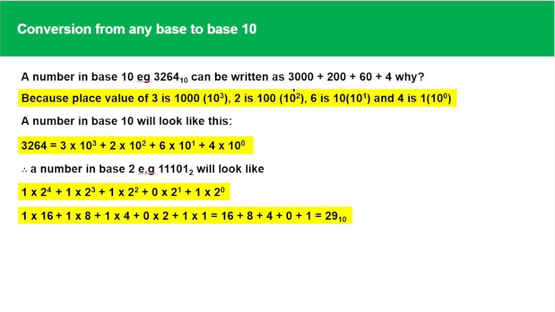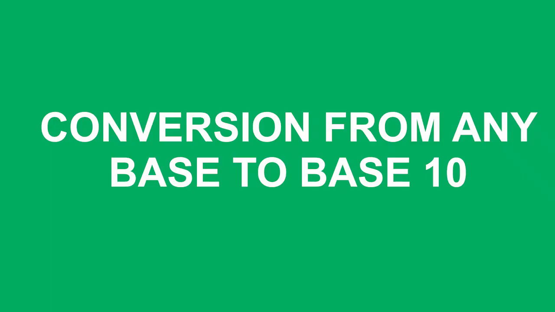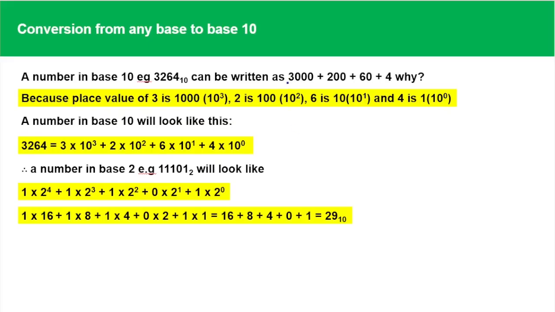Having understood the concept of number-based system, we now move over to conversion from any base to base 10. A number in base 10, e.g. 3264 base 10, can be written as 3000 plus 200 plus 60 plus 4. Why is this so? The reason is because the place value of 3 in this number is 1000. The place value of 2 is 100. The place value of 6 is 10, and the place value of 4 is a unit.